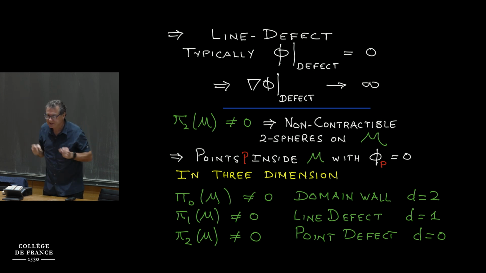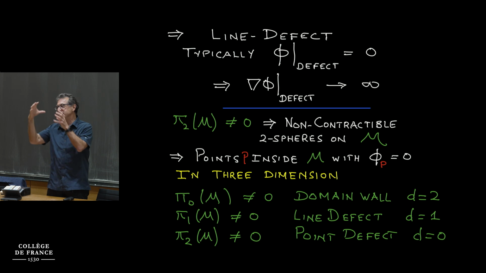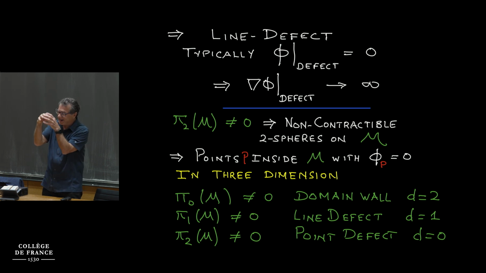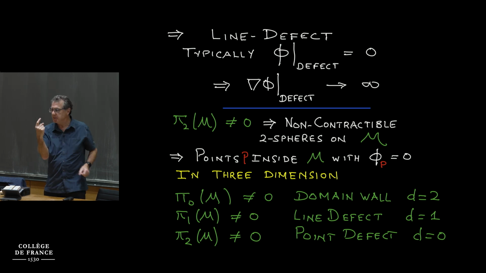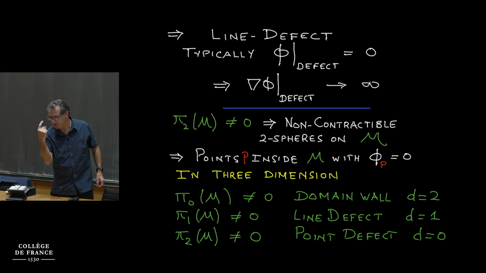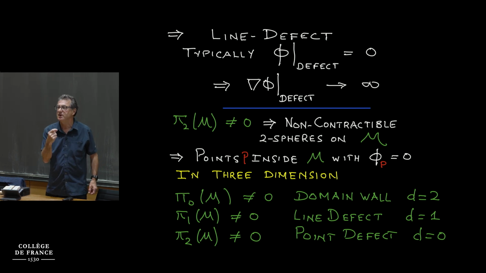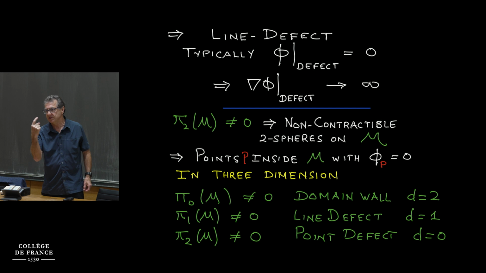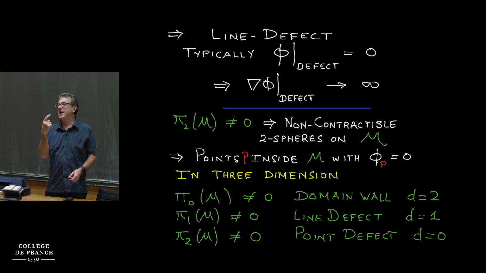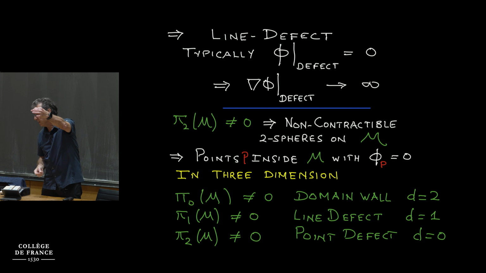If there is an obstruction, that means as you contract any loop down, you must reach a point that's not on the ground state manifold. That is a zero of the field, or a singularity in the derivative, but that's a point where you have to be off the ground state manifold. So that gives you a point.